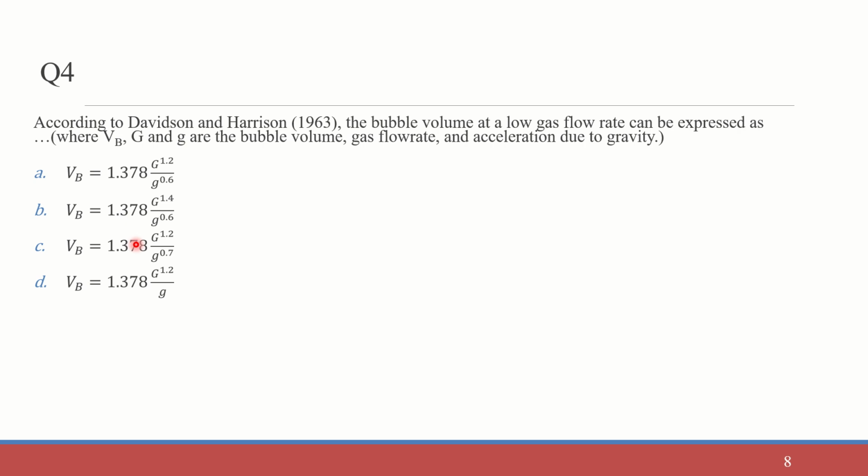So again, it is a conceptual question which is asking what is the correct equation for finding the bubble volume according to the Davidson and Harrison 1963 model. So we all know 1.378 into G to the power of 1.2 divided by g to the power of 0.6 is the right answer. So option A is the right answer. Now let us go to question 5.